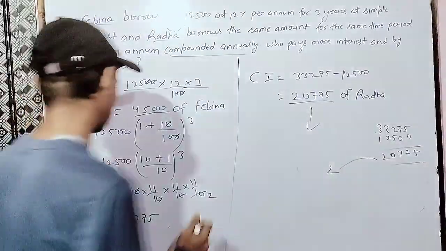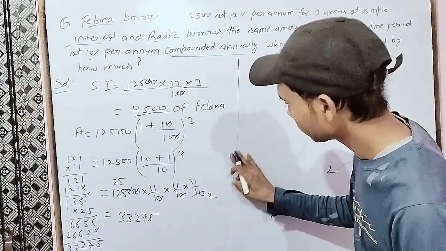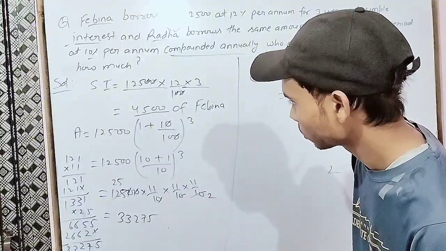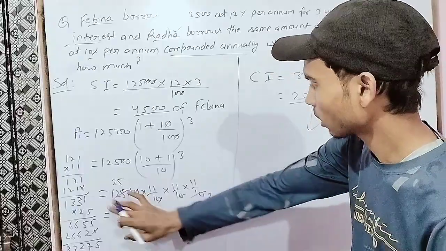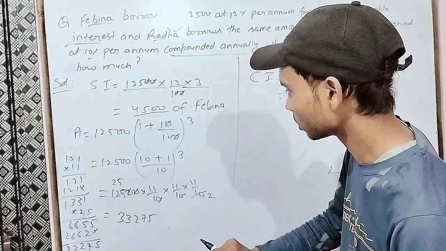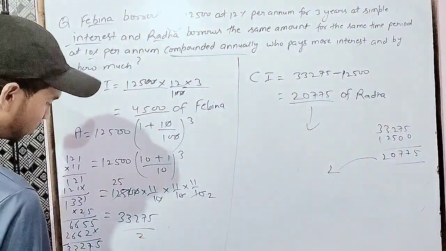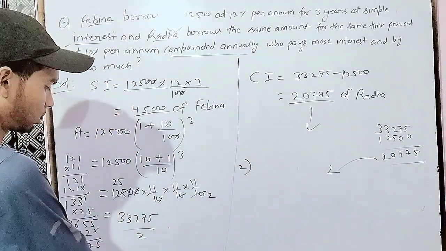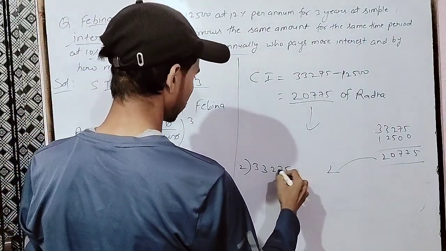Here is wrong, but how, I don't know. Five fives are, and 5 twos are. And here, what is this upon 2, isn't it? 2 left. Now 3, 3, 2, 7, 5.